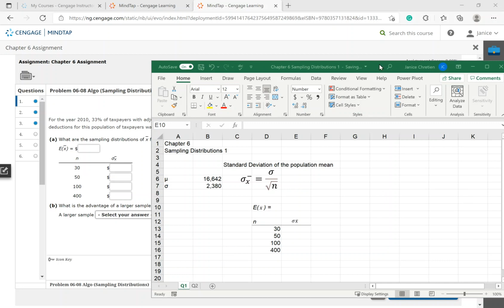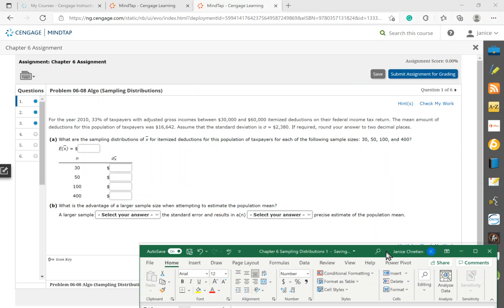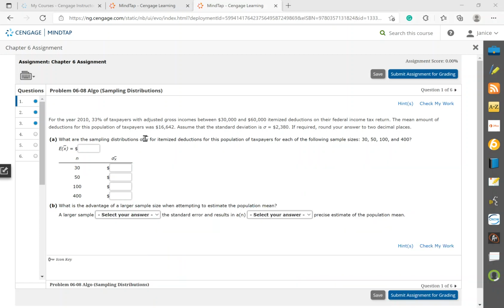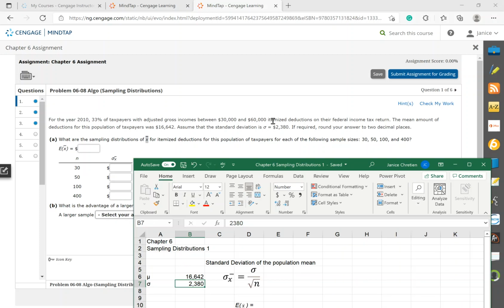And so the first question that I was given has to do with sampling population, and it's telling me that 33% of taxpayers with adjusted gross income between $30,000 and $60,000 itemized deductions on their tax returns. And it's telling me that the mean deductions for these taxpayers is $16,642, and that the standard deviation is 2,380. And it wants me to determine the sampling distribution of the population mean, which is what that means, for taxpayers with sample sizes of 30, 50, 100, and 400.